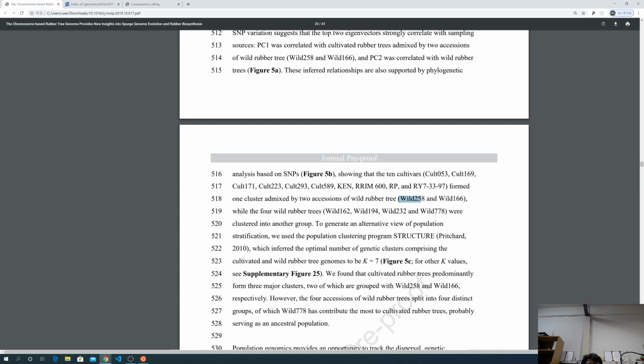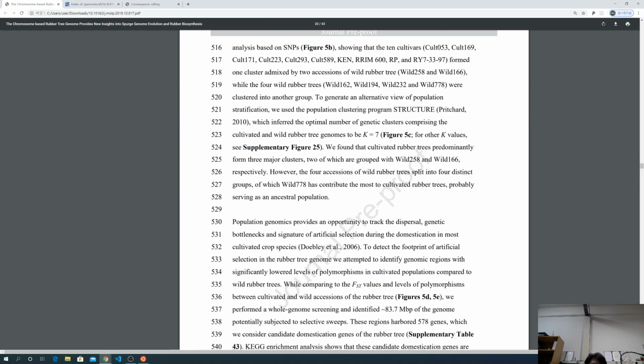So maybe there is some phenotypic reason why they are classified originally as wild, and maybe given the other characteristics of this accession, maybe it is not wild at all. If you check the phenotype again, so this is one thing that I don't like.